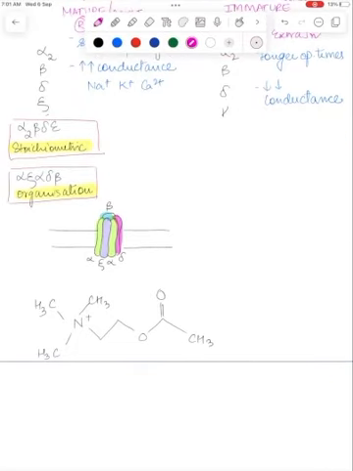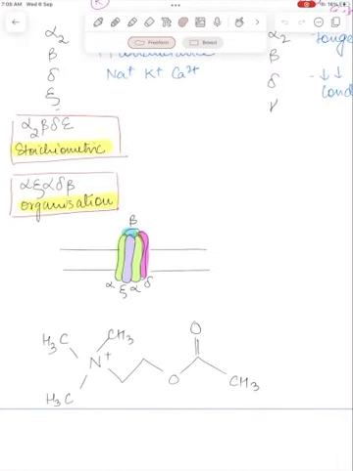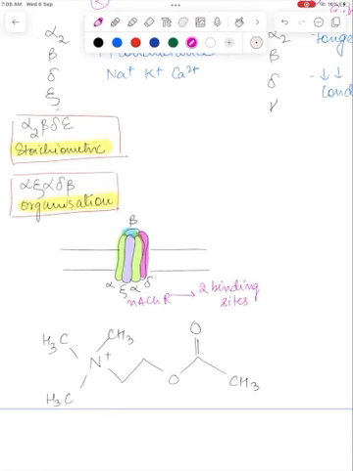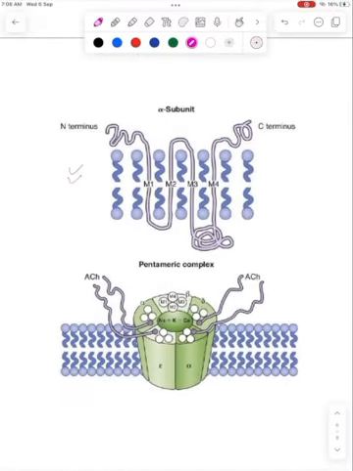Another point of distinction or differentiation should be on the basis of affinity. I'm sorry, I forgot to mention the various sites of acetylcholine binding. Now, each receptor, the nicotinic acetylcholine receptor, is going to have two binding sites for acetylcholine. So, if you take a look at this diagram, this whole thing represents one alpha subunit, just one out of the 5 subunits in the whole receptor. This just represents one alpha subunit.